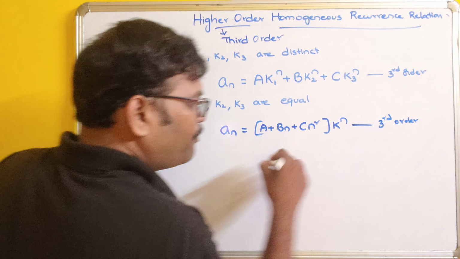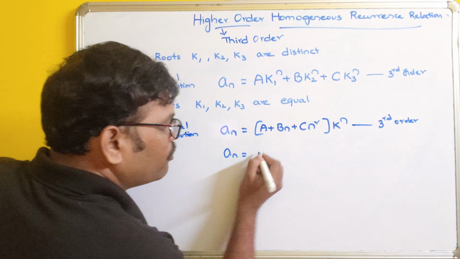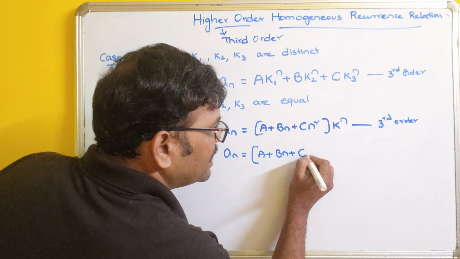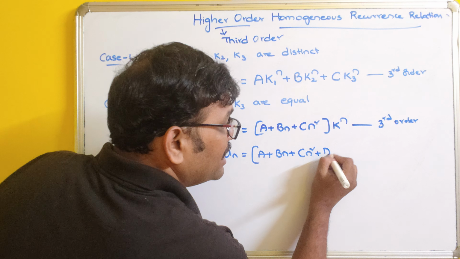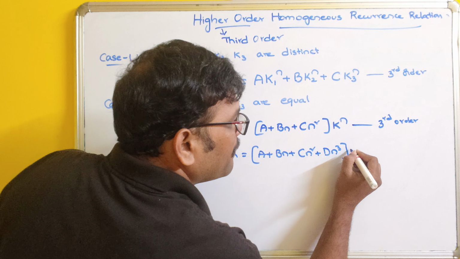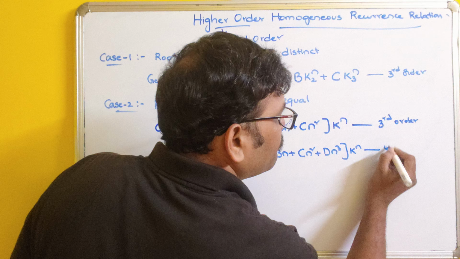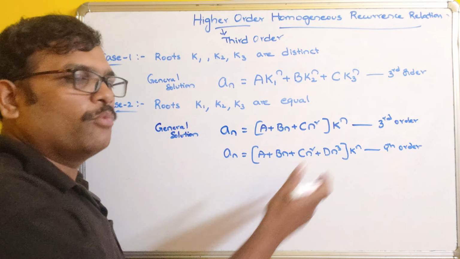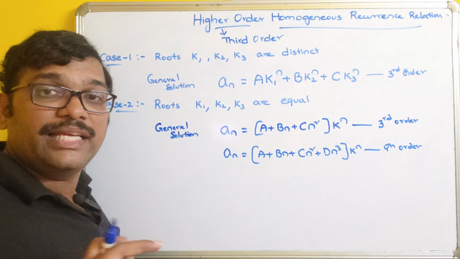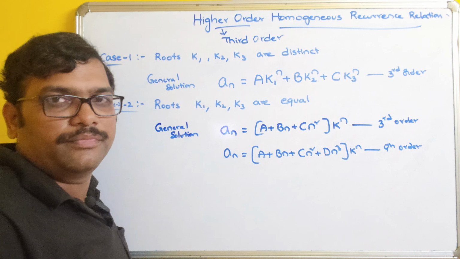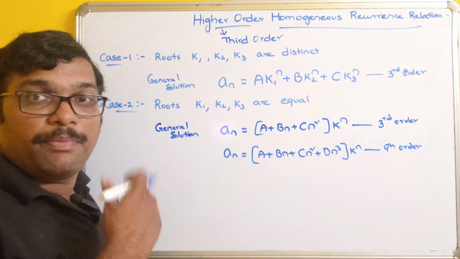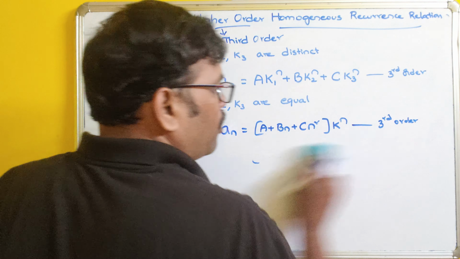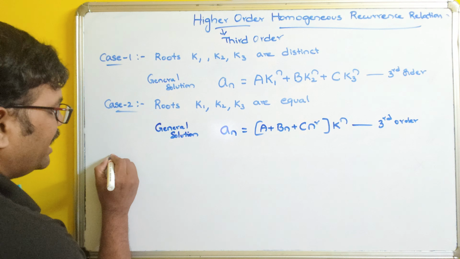Then what about if it is a fourth order? An is equal to a plus bn plus cn square plus dn cube into k power n. So this is for fourth order. For fifth order, there will be one more term, that is e into n power 4. So the same thing applies for different orders, higher orders. So we are calling it a higher order. Next, case 3.